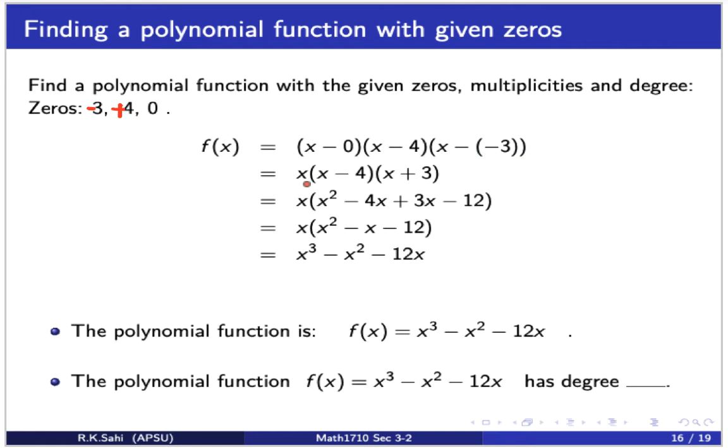So when we do the math here, it's x times (x minus 4)(x plus 3). Then when you open this up, do the multiplication between these two expressions, you get x squared minus 4x plus 3x minus 12. And then you multiply this by x outside. So first of all, you get the like terms together: x times (x squared minus x minus 12). And then distribute the x inside: x cubed minus x squared minus 12x.